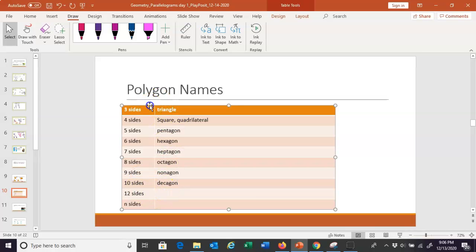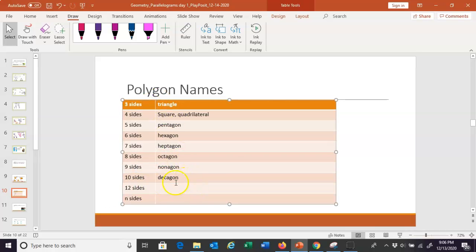I feel like I'm missing 11. Do you guys have 11 on your paper? I don't have it here. I'm gonna put it here. 11 is a, okay, so there's a few. 11-gon doesn't really have a special name, and sometimes you'll see it called, oh gosh, how do you spell it? An endecagon, that's it. Endecagon. Yep. And 12 is dodecagon.